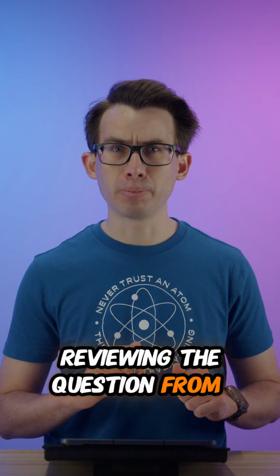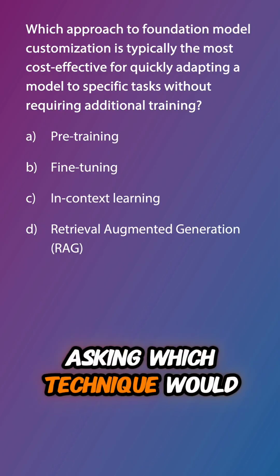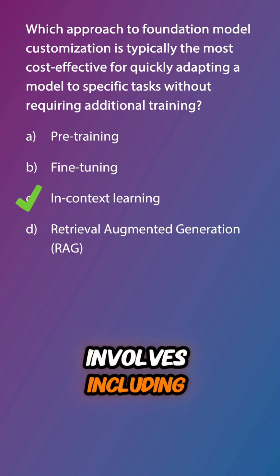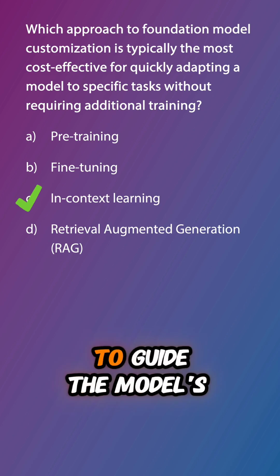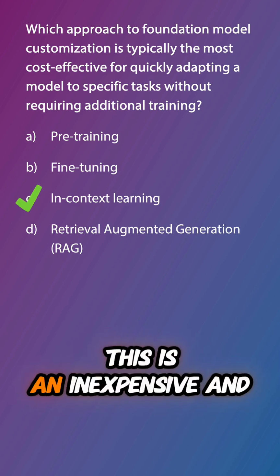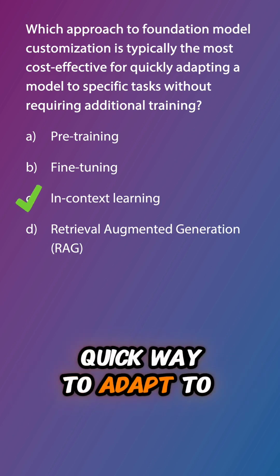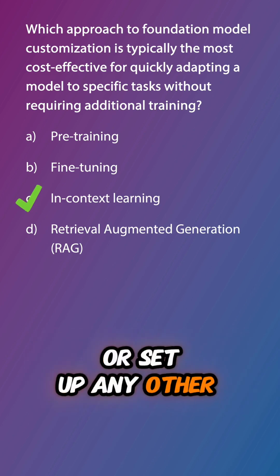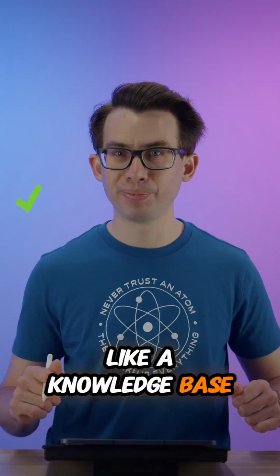Reviewing the question from the previous episode asking which technique would be the most appropriate, the answer is C, in-context learning. In-context learning involves including examples in the prompt to guide the model's behavior without changing the model itself. This is an inexpensive and quick way to adapt a model without needing to complete any additional training or set up any other infrastructure like a knowledge base.